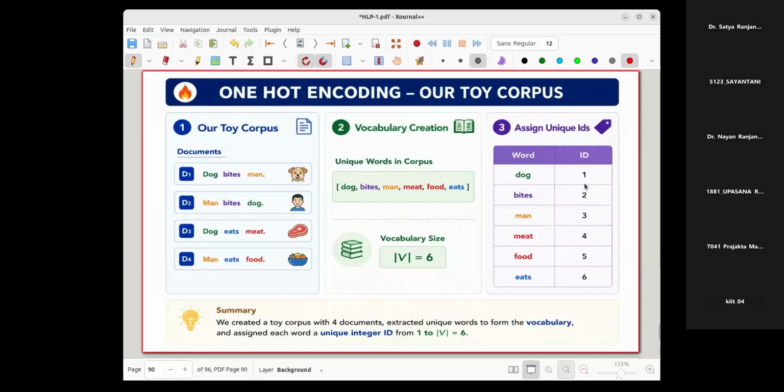That means for the sixth position, because the vector contains 6 values, for the dog the ID is 1, so the first position will become 1, the rest will be 0. Similarly for bites, as the ID is 2, the second position will be 1, and all the rest will be 0. And similarly you can convert every word to its corresponding numerical vector.